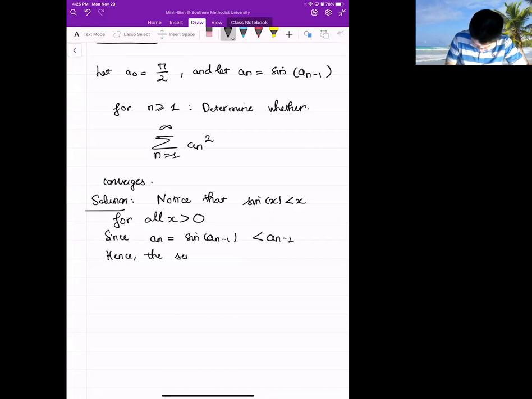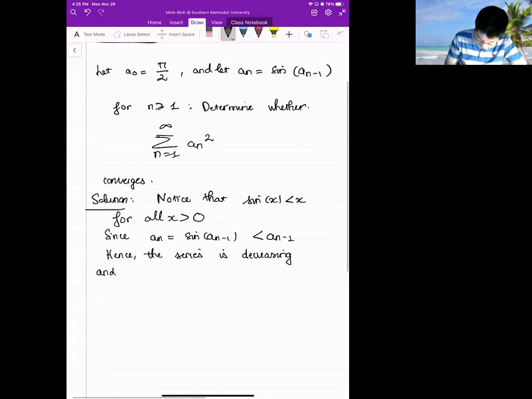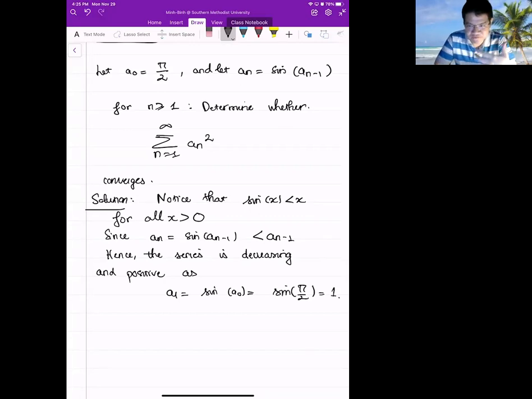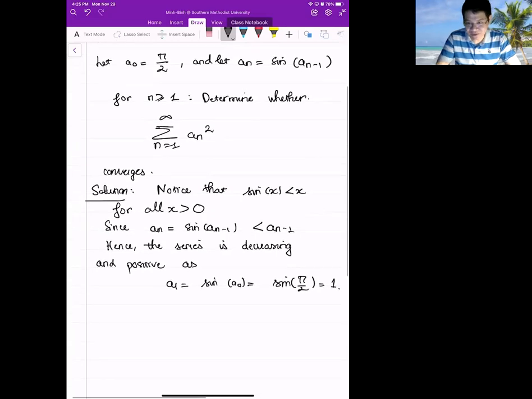Hence the series is decreasing and positive, as a1 is sine of a0, which is sine of pi over 2, and this is 1. All right. So the first observation that we have is that sine of an minus 1 is smaller than an minus 1. And because a1 is sine of pi over 2, which is 1, this is decreasing and positive.